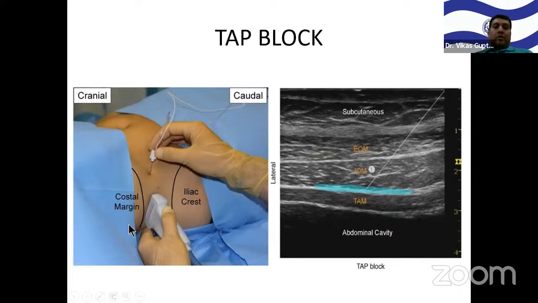We will put our probe horizontally over the anterolateral abdomen, and we have to identify these three abdominal muscles: the external oblique, internal oblique, and transverse abdominis muscle. There is a fascial plane between the internal oblique and transverse abdominis muscle. So our target point is this fascial plane. The needle goes from medial to lateral, in plane, and we will reach this fascial plane and deposit our drug there. Almost 15-20 ml of drug is enough for that. We can use this TAP block bilaterally also.